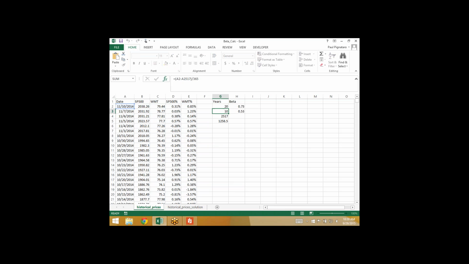So copy the formula, and I'll do 1260. 5 years. And I'll do 1260. Right, 1260. 1260. And 1260.